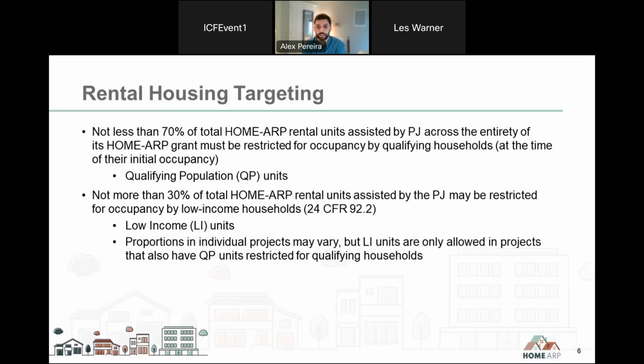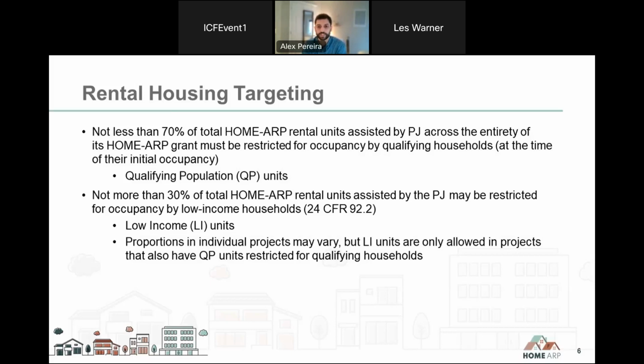We'll refer to those units as LI units, so the units that are reserved for occupancy by low-income households. And again, not more than 30% of the total HOME-ARP rental units may be restricted for LI households.